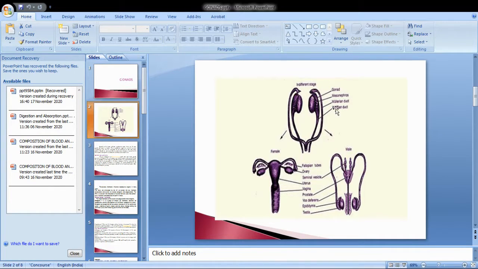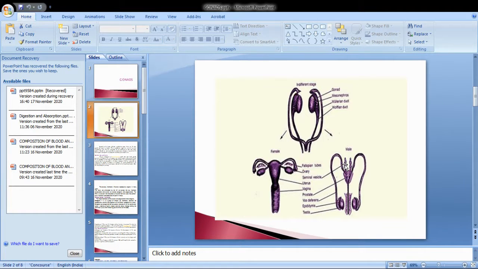Here, this is the Wolffian duct, also known as the mesonephric duct. It is one of the paired embryonic tubules that drain the primitive kidney, the mesonephros, to the cloaca. It also gives off a lateral branch forming the ureteric bud. In both the male and the female, the Wolffian duct develops into the trigone of the urinary bladder.